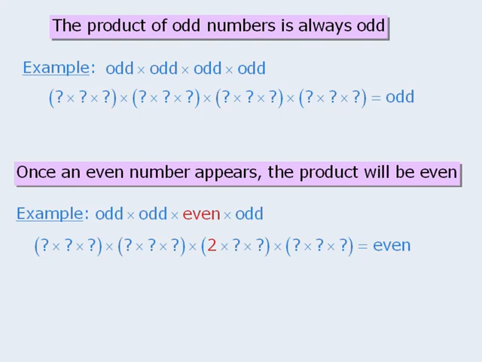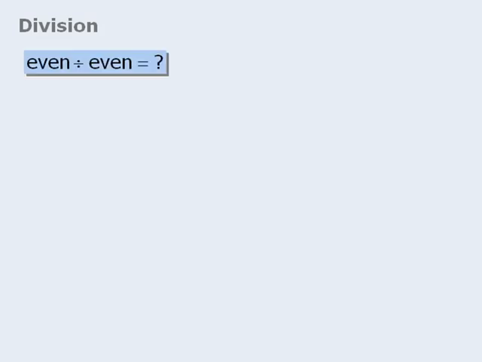Okay, now let's examine what happens when we divide integers. You will find that the rules for division are not nearly as concise as they are for addition, subtraction, and multiplication. Let's begin by developing a rule for what happens when we divide an even number by another even number. So we'll try a few numbers and see what happens.